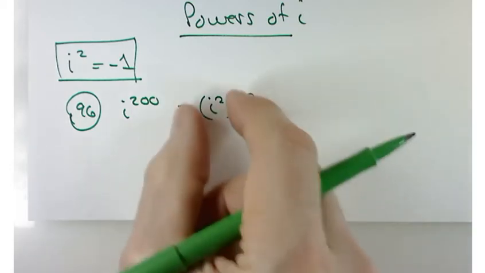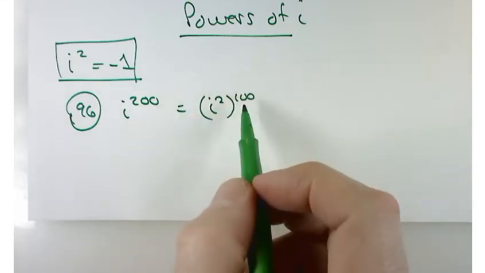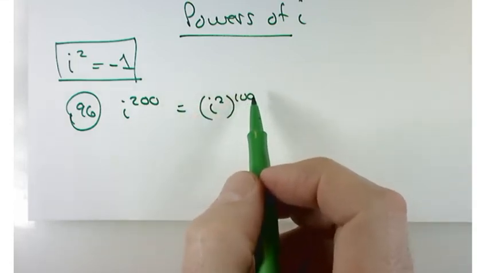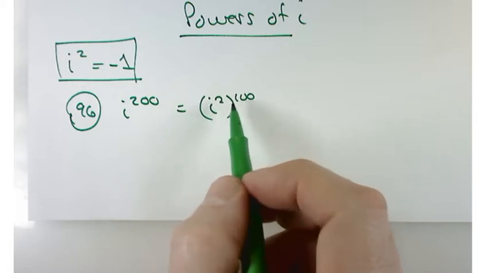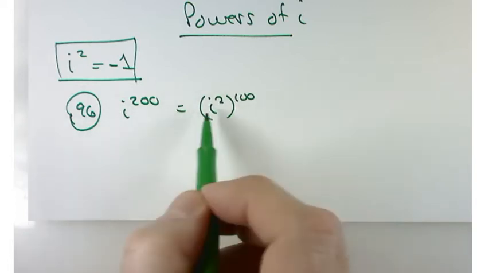Why does that work? What happens when I remove the parentheses? What do these exponents do? They multiply each other, right? So that's 100 times 2, which is 200. So these things are equivalent.